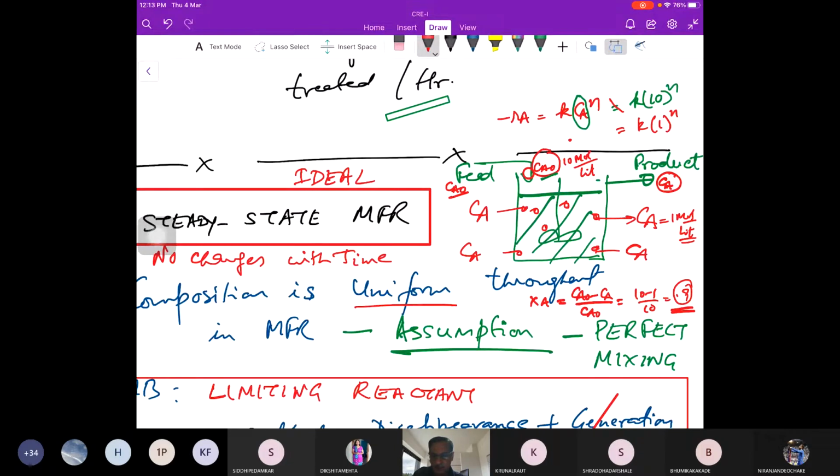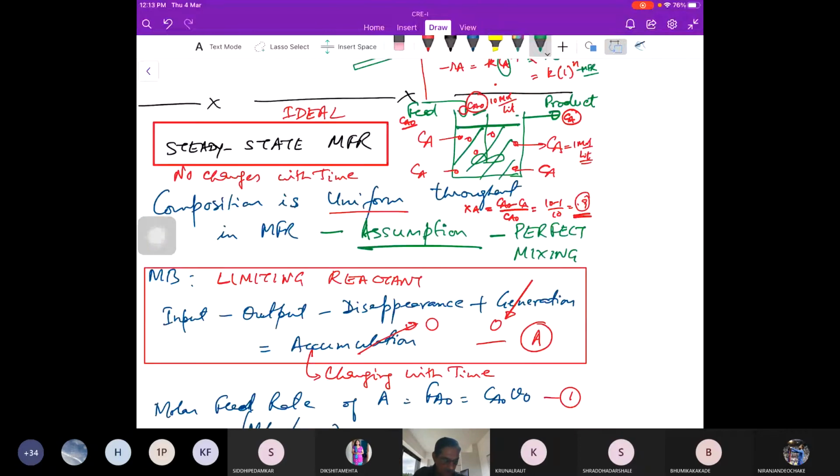Do you understand the difference? And we'll see this when we look at PFR. In PFR, we can get this much. In CSTR, we can get this much. So this is what we can get in PFR. This is what we'll get in MFR. Is it understood? Okay. If there are no questions, let us proceed further.